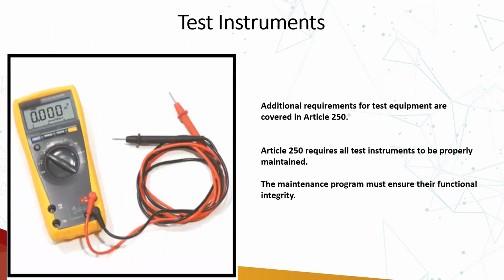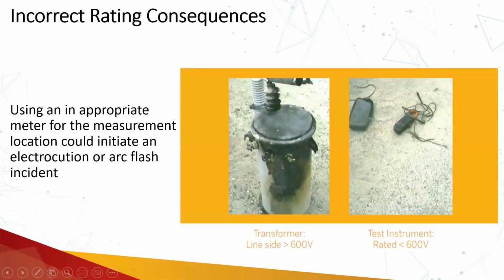Then in Article 250, there is a requirement for maintenance of those test instruments. Additional requirements for test instruments are covered in Article 250. It requires that all test instruments be properly maintained. The maintenance program must ensure their functional integrity as well. What is the consequence of applying inappropriate instruments? If you apply an instrument designed for 600 volts on the 11 kV side or the high voltage side, it can cause electrocution and an arc flash incident because of shorting of those test instruments.